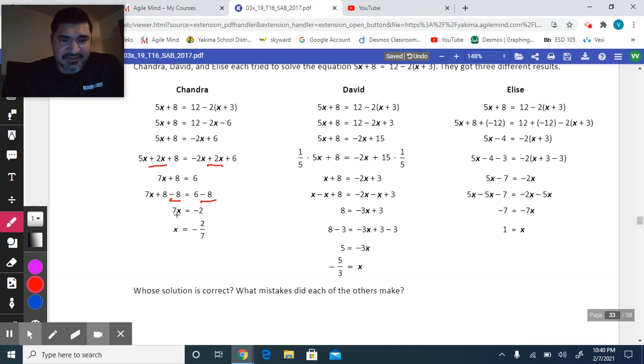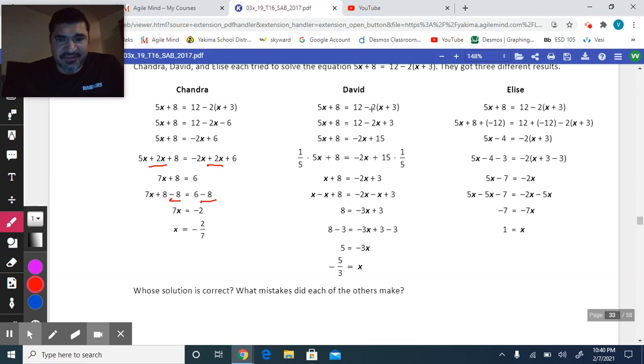One last step. It says to multiply by 7 here. The opposite of that is dividing by 7. So we divide by 7 on both sides. And we get x equals negative 2 over 7. Chandra is correct. Now let's find a mistake over here on this side.